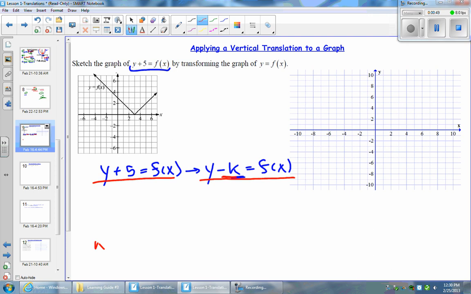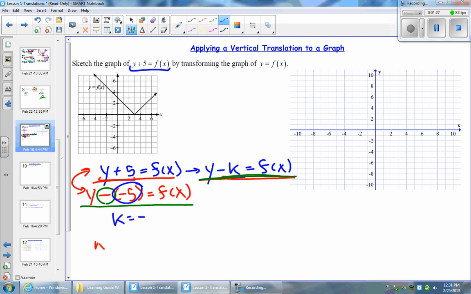So we have to create a negative between the y and the positive 5. So to do that, we're going to go y - (-5) = f(x). When I do that, I'm changing the look of the equation. I'm not actually changing any values around because these two functions are the same thing. But what we just created was this negative right here. And it's important because that will help you compare the function to the general form. So if we're comparing the general form to the new function that we just created here, that means my k value is going to be negative 5.